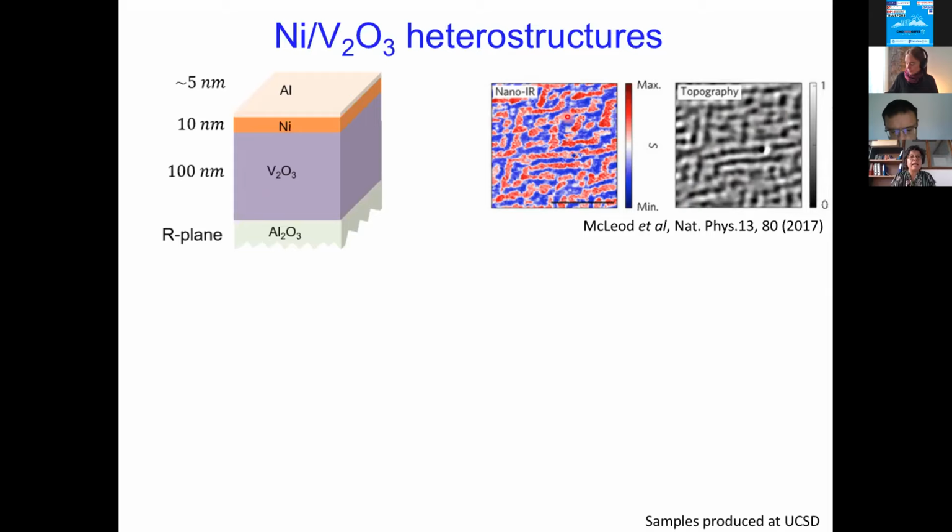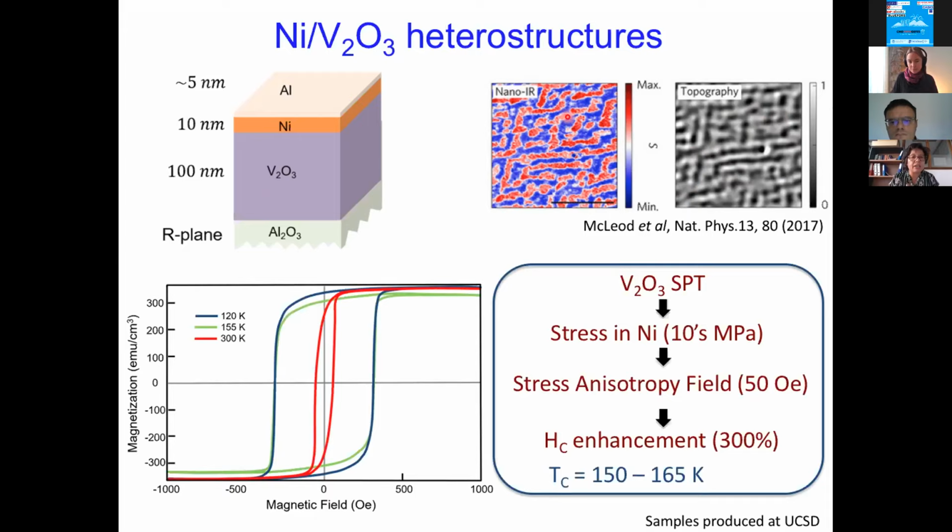And what the group of Ivan Schuller saw a few years back is that when you put a nickel layer on top, you can get a large enhancement of the coercivity between the high temperature phase, the red, and the low temperature phase. You see this increase of coercivity by 300%.